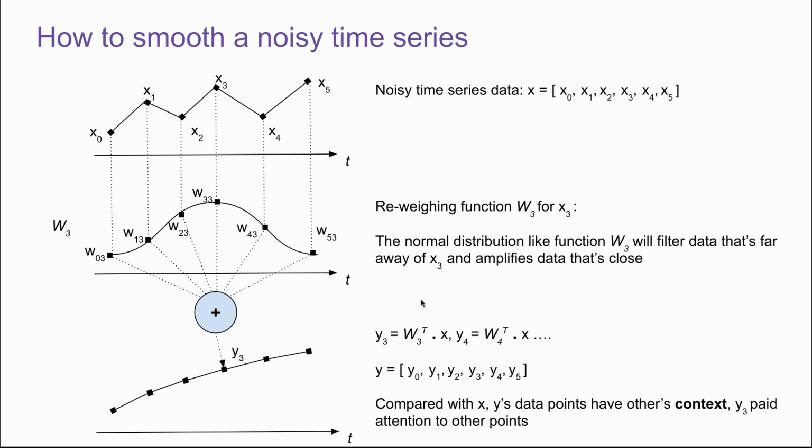Okay, I guess the important thing is you understand that with some reweighing function, now you have a new vector from X, and this new vector Y has the advantage of having context. Okay, let's move to the next one.